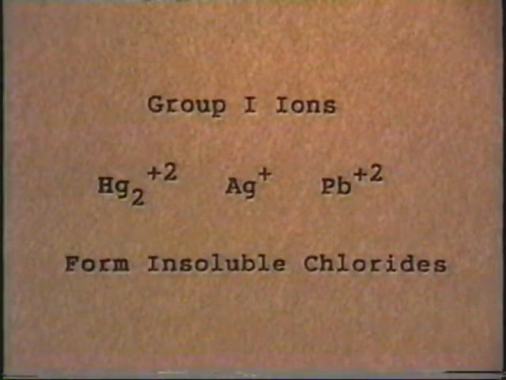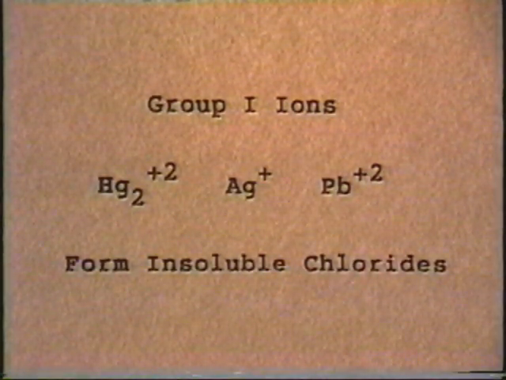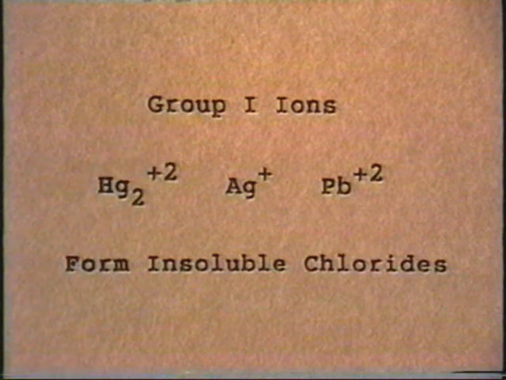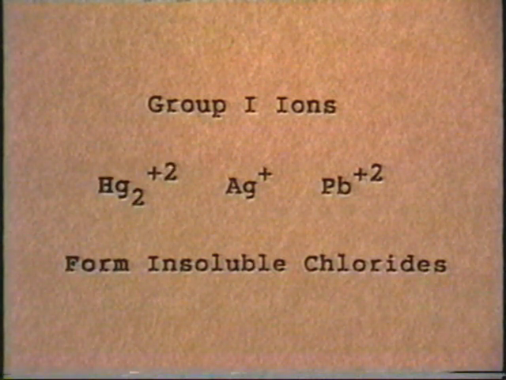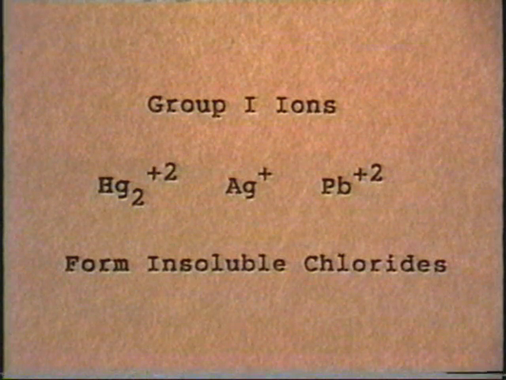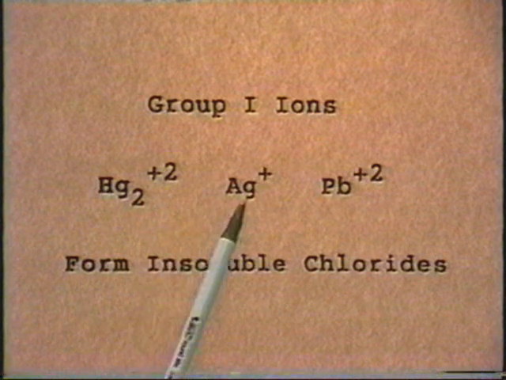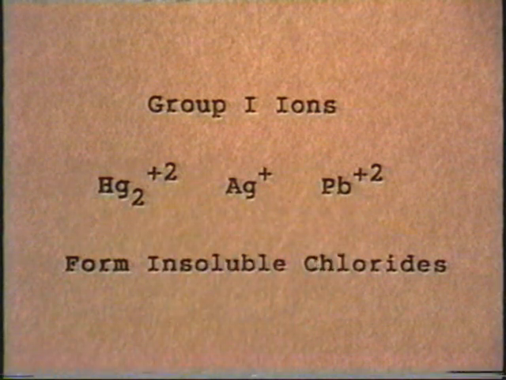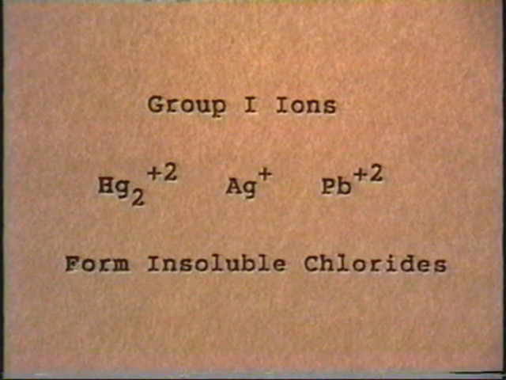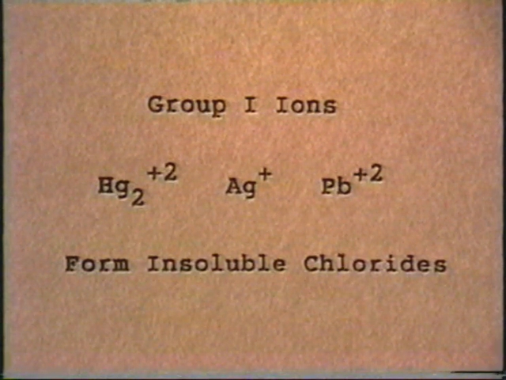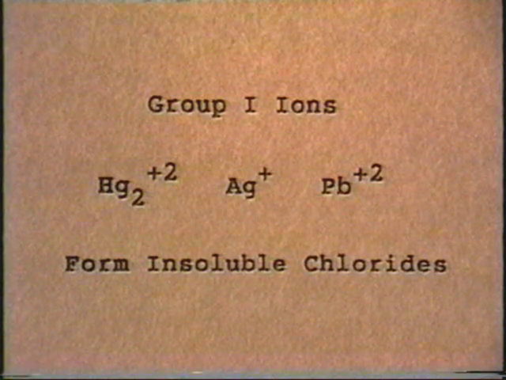We'll start with the qualitative analysis for the group 1 ions. Group 1 here refers to the classic quantitative analysis scheme, not the periodic table. You'll get a solution containing one or more of the following ions: the mercurous ion, the silver ion, the lead ion. And you'll determine which of these are present. These ions are grouped together because of all common ions, only these three form soluble chlorides.